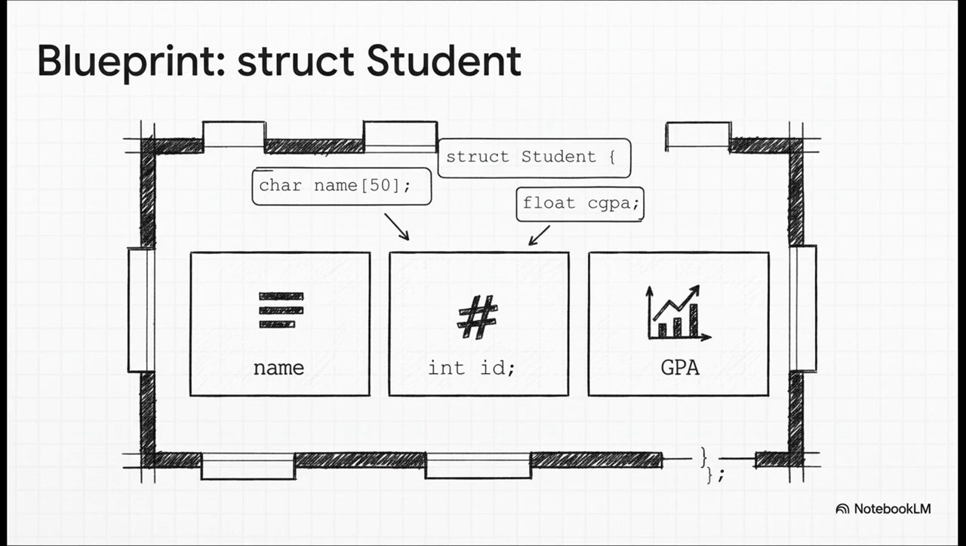So how do we make one? You've got to think of it like you're creating a blueprint for a brand new data type. Here, we're drawing up the blueprint for a student. We're saying that any student we create in our program is going to have a place for a name, an ID number, and a GPA. We've got a string, an integer, and a float, all nicely packaged together.